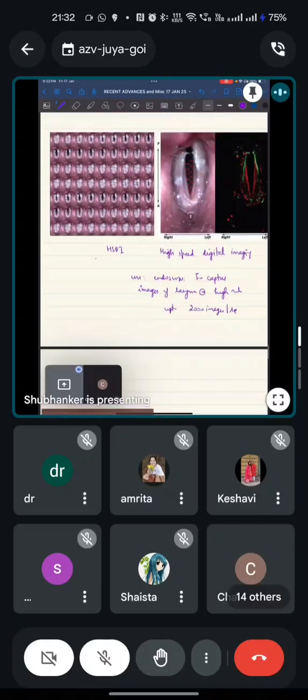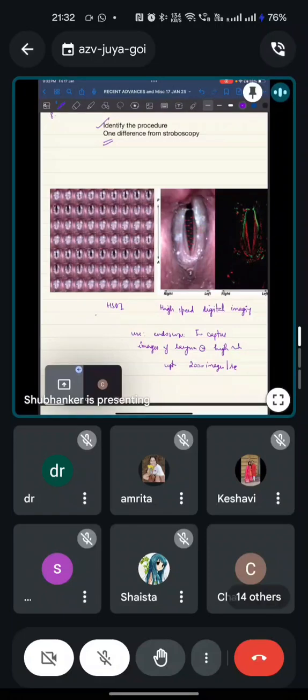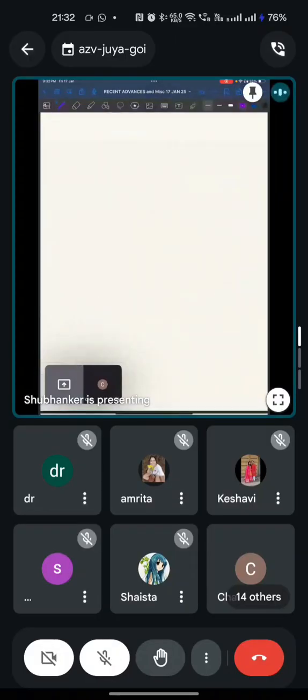So what they are asking is one difference from stroboscopy. The difference from stroboscopy is that in this HSDI there is frequency independent visualization. So just write it. Difference: there is frequency independent visualization. The rest all remains the same.